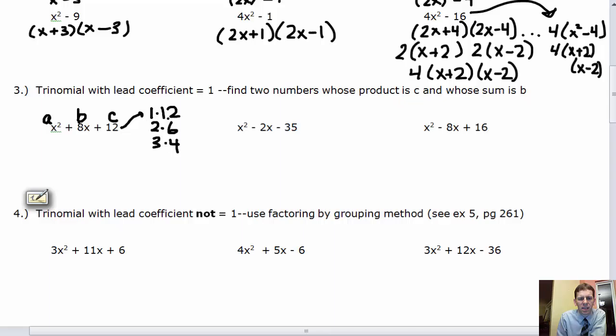Do any of these numbers add up to 8? Well, 1 and 12 add up to 13, 2 and 6 add up to 8, 3 and 4 add up to 7. So 2 and 6 are the numbers we want to work with here. What's this going to look like?